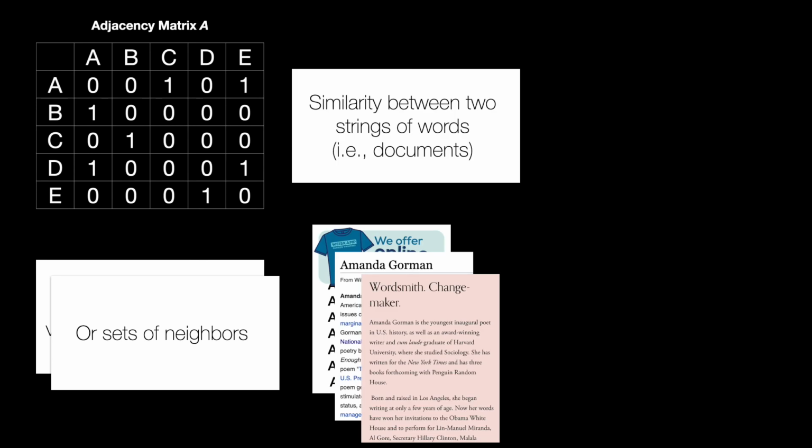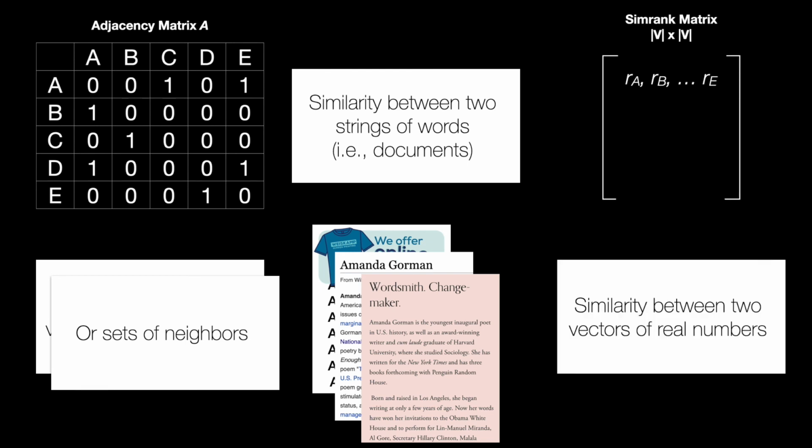We might also define similarity as the similarity between two strings of words, or two documents, or two web pages, where we've operationalized these web pages into strings of words. Or we may try to measure similarity between two vectors of real numbers. So in the SimRank case, we have all these SimRank vectors for all these nodes. We're no longer looking at natural numbers or binary values. We're looking at real vectors or real numbers.